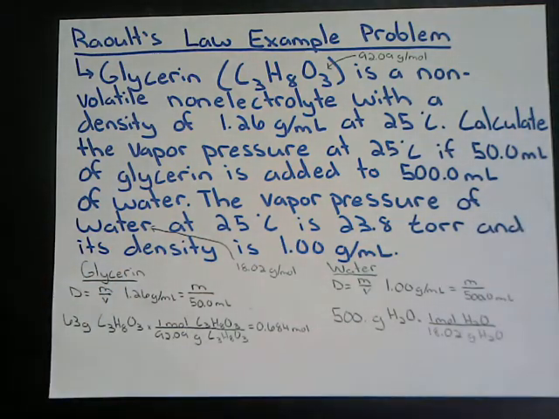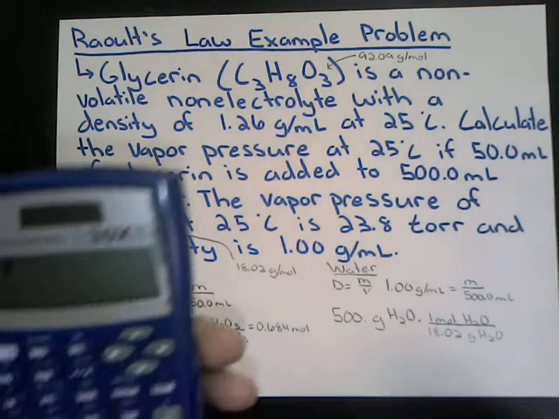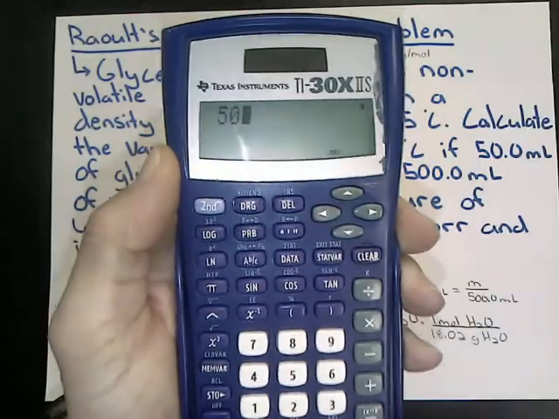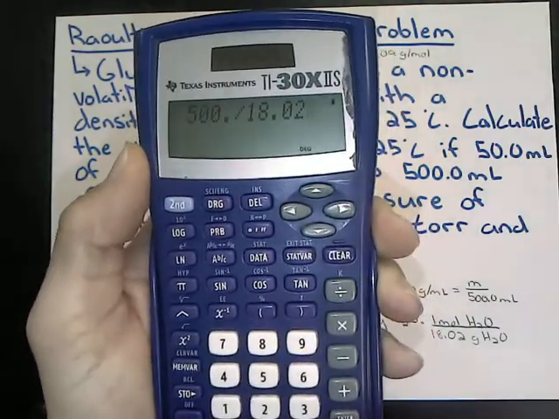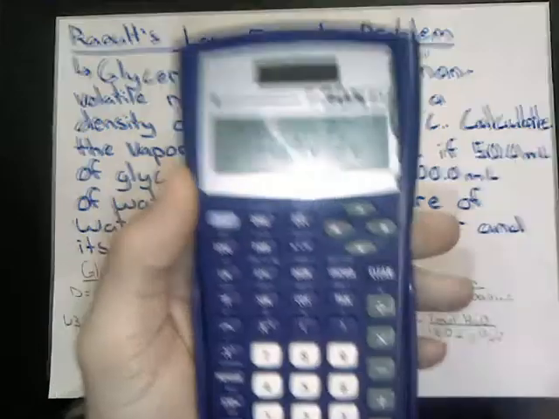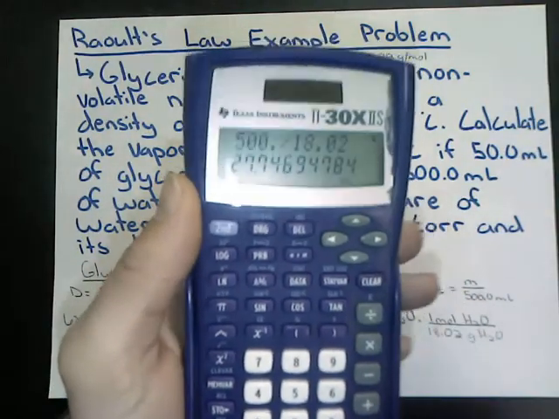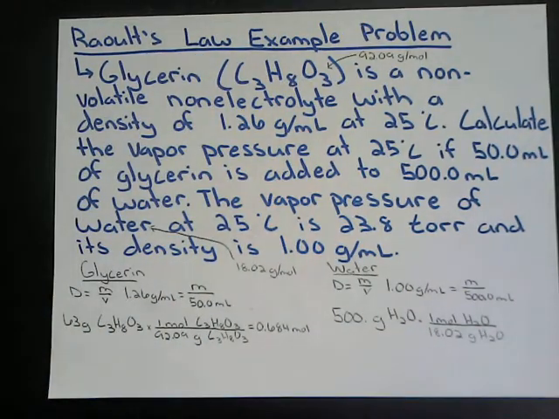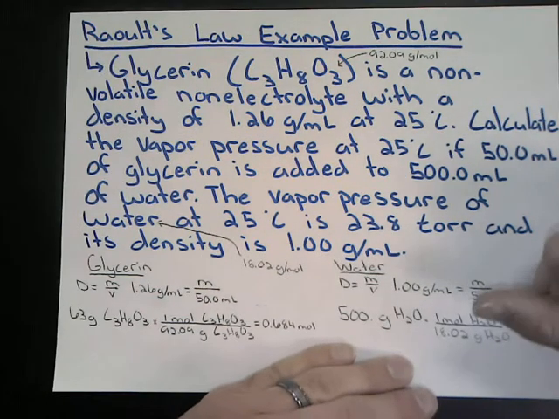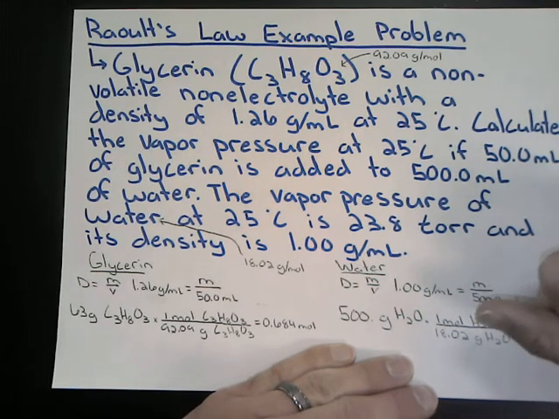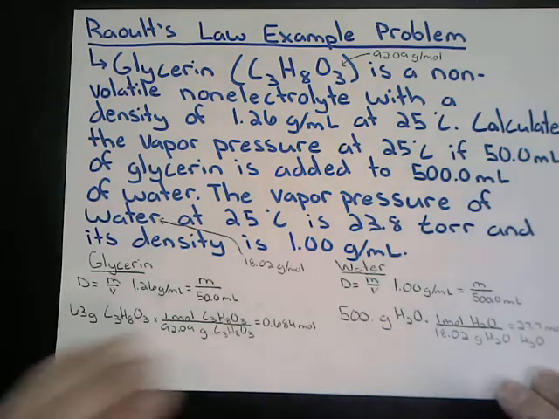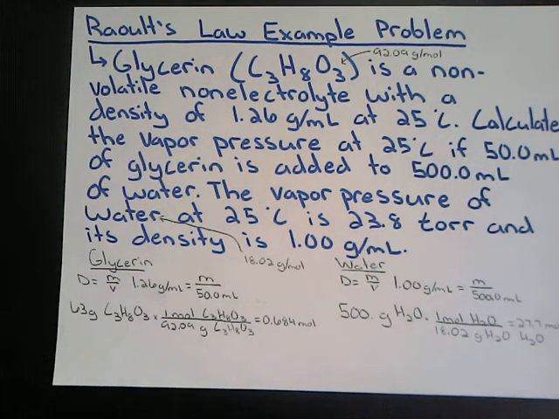All right, so in my calculator, what I'm going to do here is take 500 divided by 18.02, and I get 27.7 after I round it to 3 sig figs. So again, 27.7 moles of H2O.